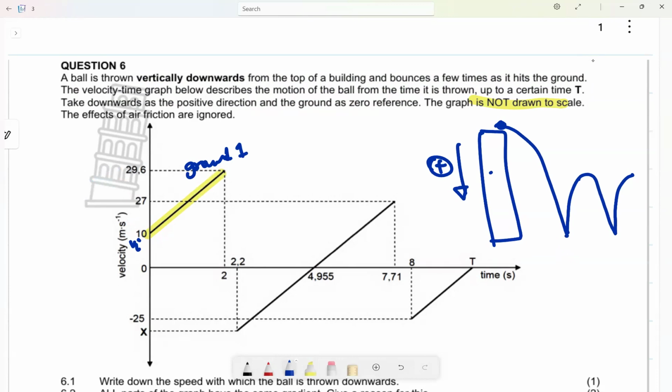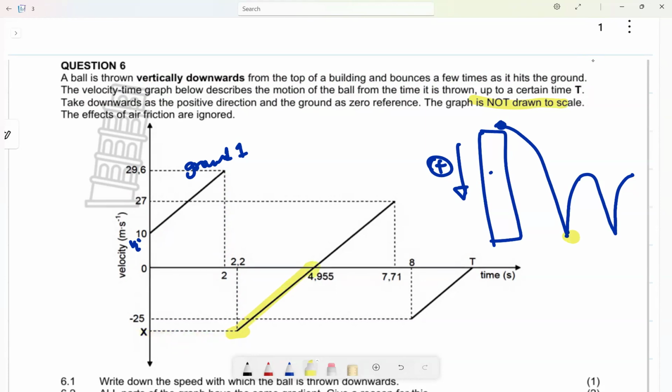Then it bounces. Now, can you see it bounces inelastically? So it means there is a contact time between the surface and the ball. After the contact time, it went up. Can you see it went up with a negative velocity? Then it went to the maximum height. When it goes up, the velocity will be negative. Why? Because you chose downwards as positive.